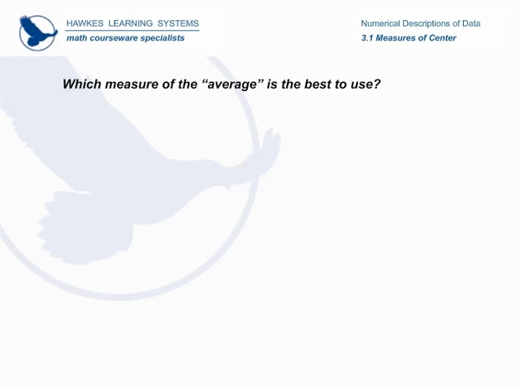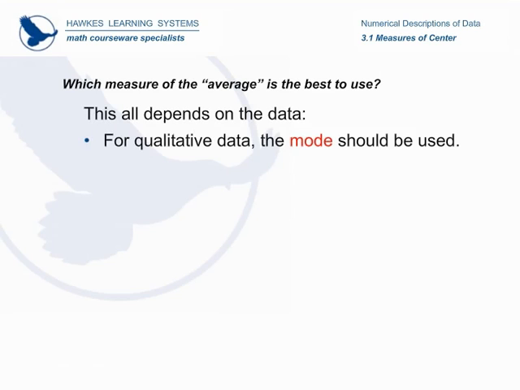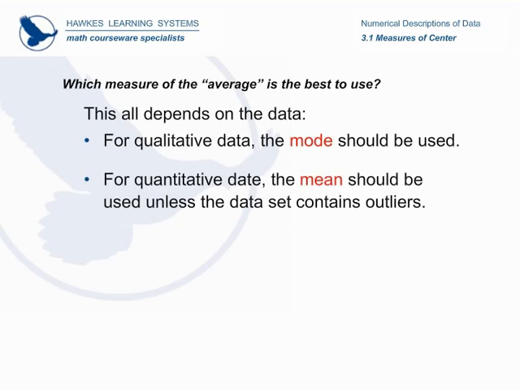As we took a look at measures of center, we looked at the mean, the median, and the mode. The question occurs, which measure of the average is the best to use? Well, this all depends on the data. For qualitative data, and that's categorical data, the mode should be used. For quantitative data, and that's numerical data, the mean should be used unless the data set contains outliers.